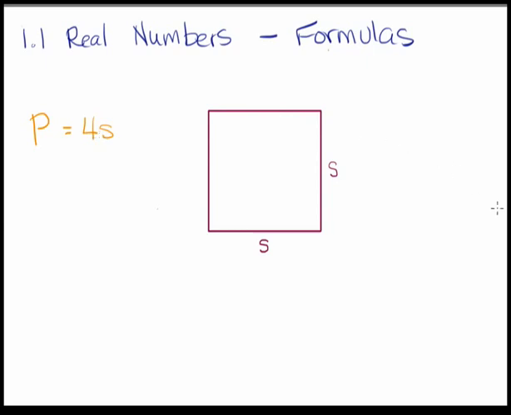How about another example? If this square has sides of 5 miles, then all 4 sides of the square are 5 miles. So the perimeter of this square is 4 times 5 miles, or 20 miles.